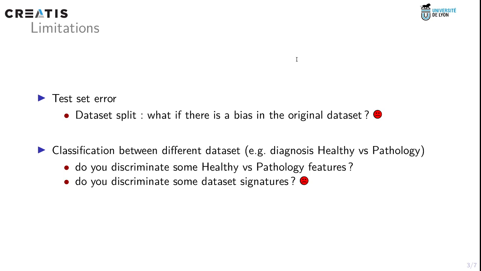For example, as the train, validation, and test set are three subsets of the same original dataset, if there is a bias in the original dataset, then there will be the same bias in the three subsets. Another example is when you do diagnosis. If the positives and negatives dataset are from different sources, acquisition protocol, scanner, it is possible that you obtain a very good accuracy, but what you learn is actually to discriminate between different sources and not the clinical features of interest.